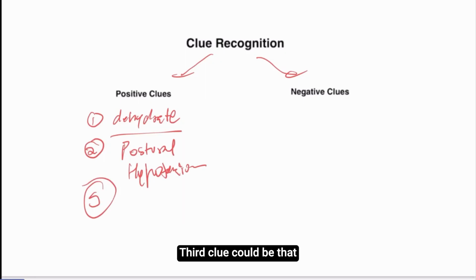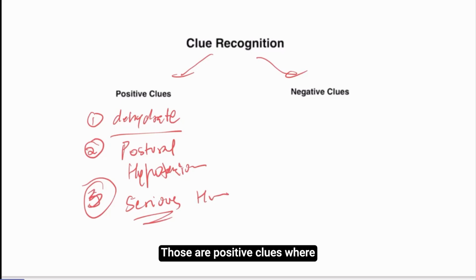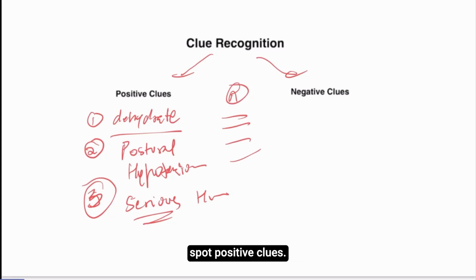Third clue could be that she went to the hospital. So it is something serious. It's not something mild. It's serious because she went to the hospital. Those are positive clues where the question writers are trying to tell you where the answer lies, but it's up to you to figure out these clues and then use that to eliminate other answer choices to come to the answer. So that's a positive clue, which are very easy to spot. Everyone here can spot positive clues.